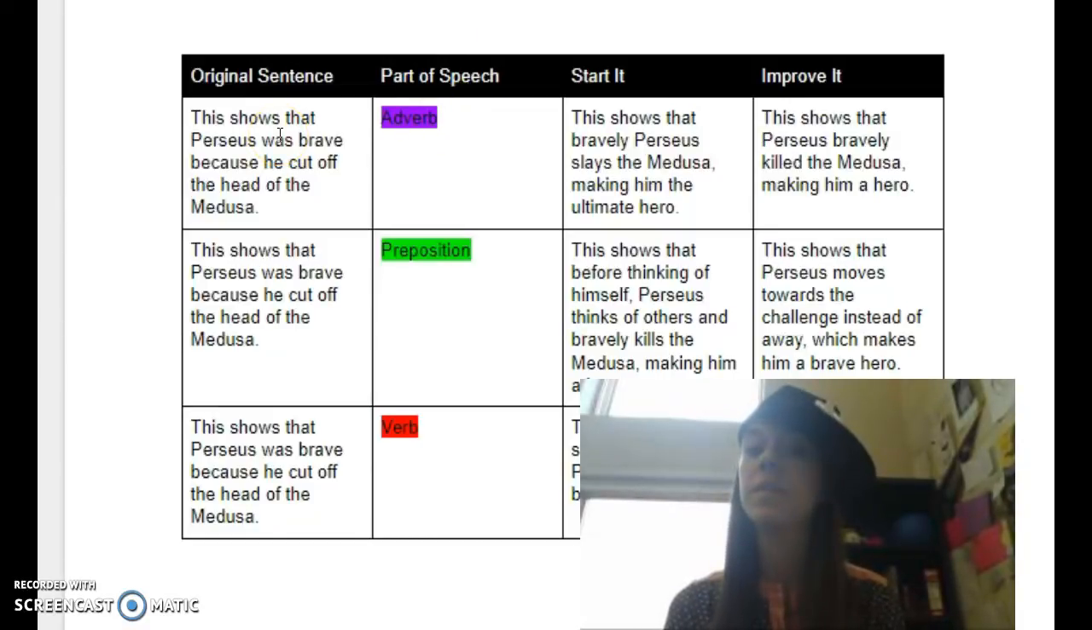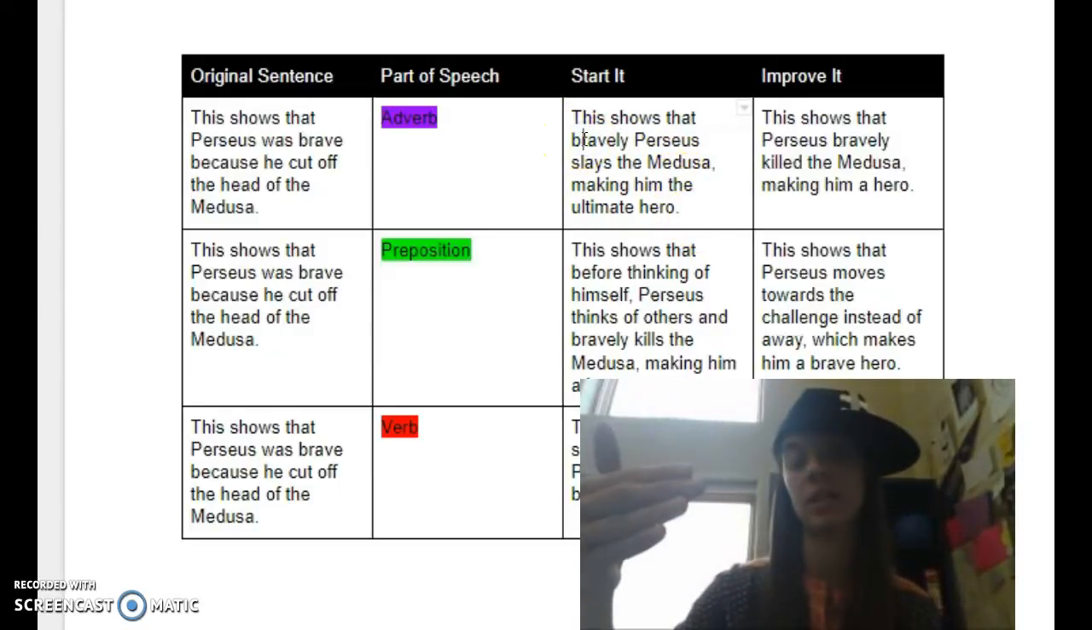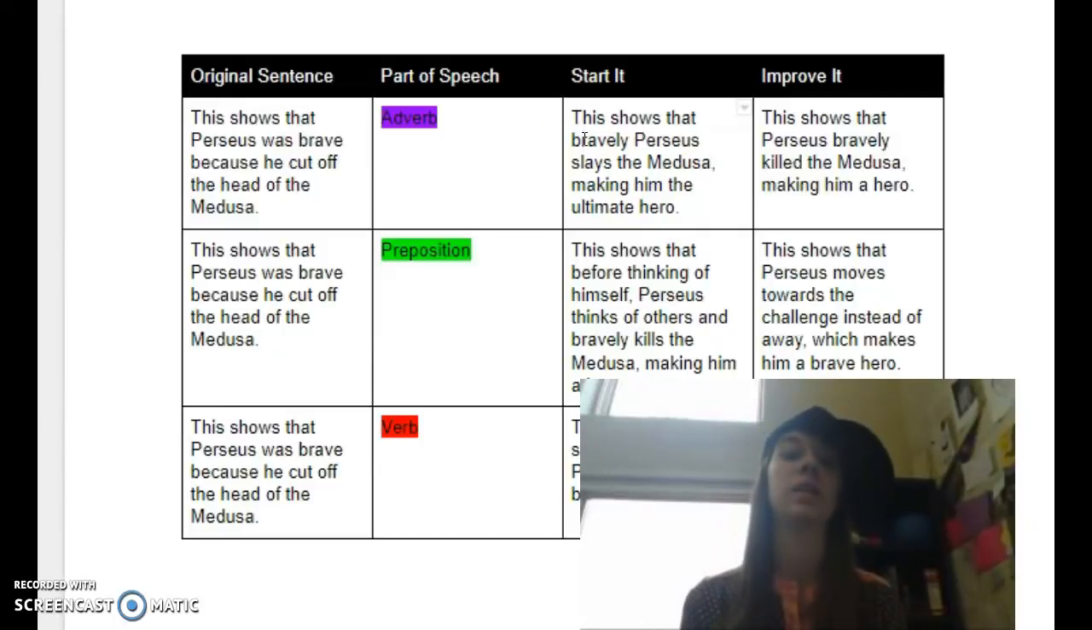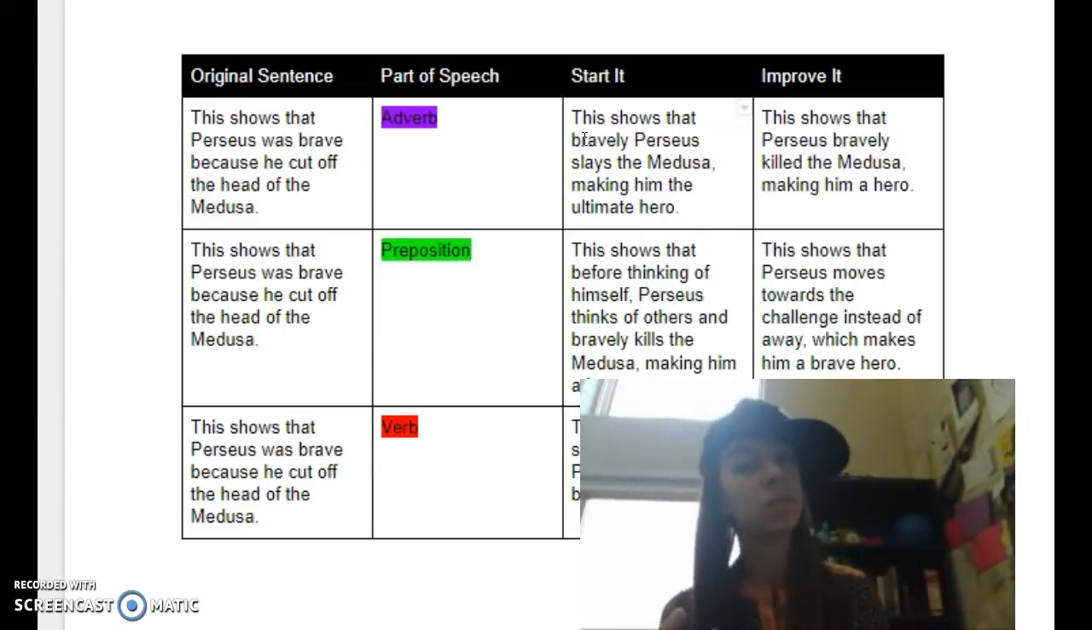So we have a couple of different verbs here that we can pick to describe. We have was, we have cut. So we can choose to say how did he cut or how was he, all right? So I say, this shows that bravely Perseus slays the Medusa, making him the ultimate hero. So again, I'm taking my adverb to the front of my sentence, describing how was Perseus being. He bravely was approaching those tasks, okay?